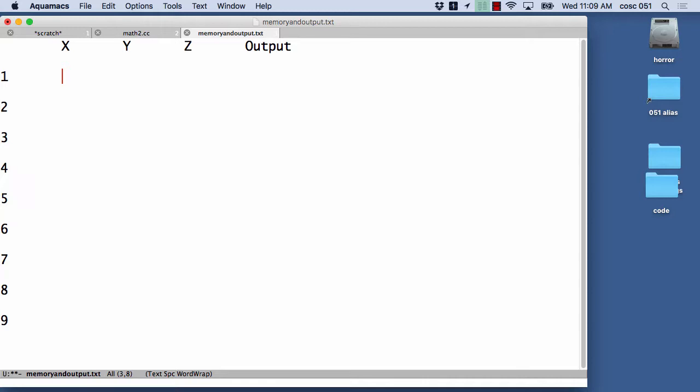There is no value. What value is stored in the box labeled x? We don't know. You're absolutely right. We don't know. Remember, if we don't initialize a variable, what is in there? Could be anything, right? It could be anything. So for x and y, we don't know what's in there because they were not initialized. How about z? z equals 0.